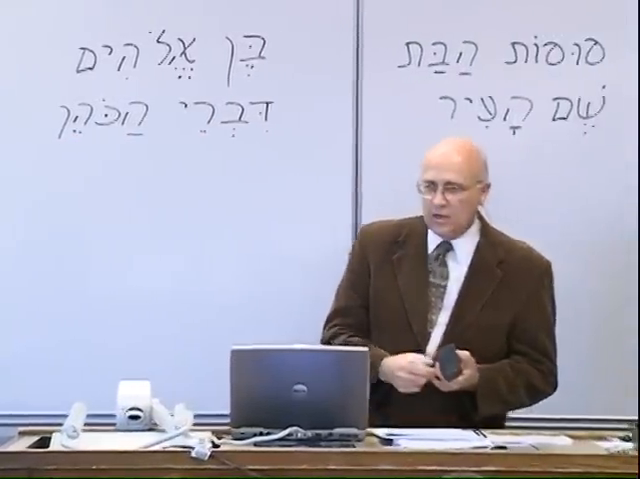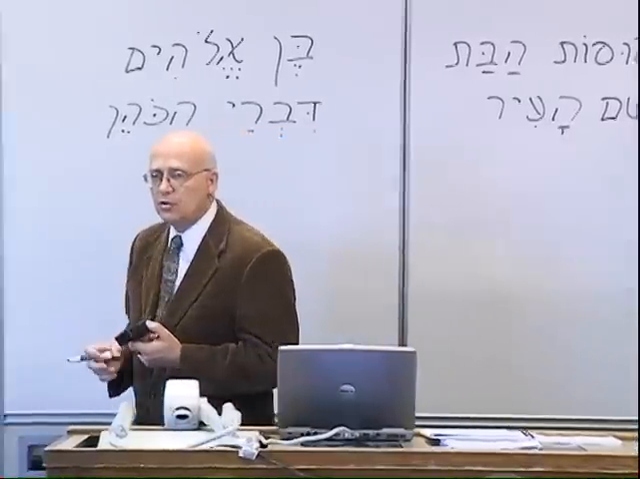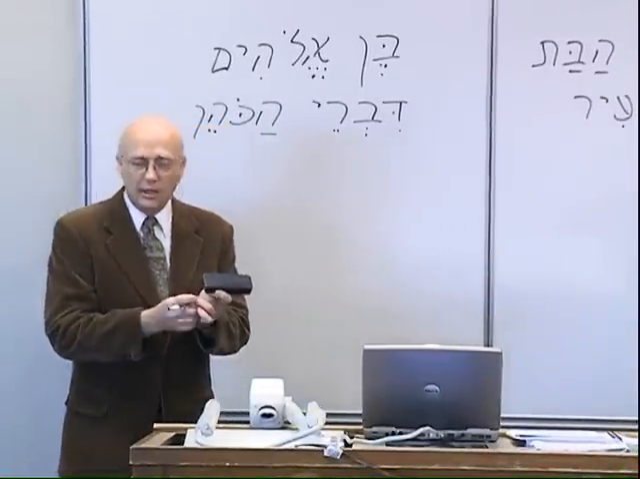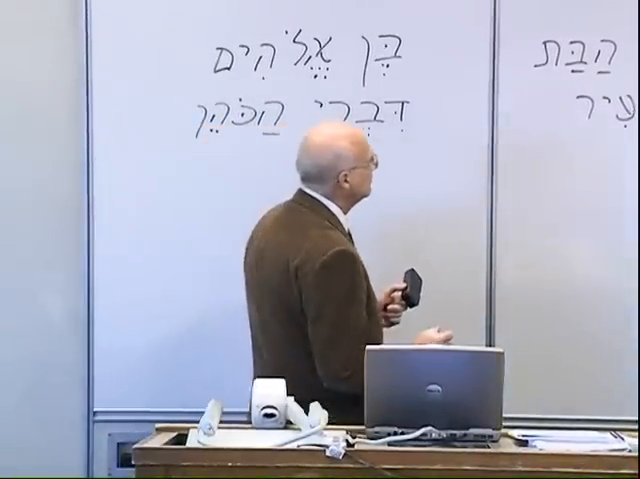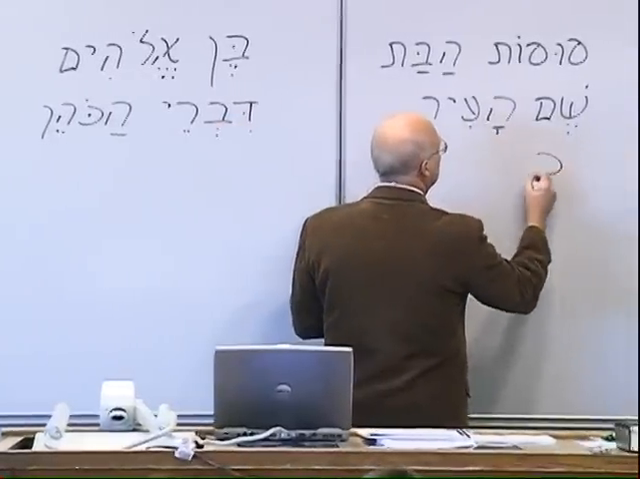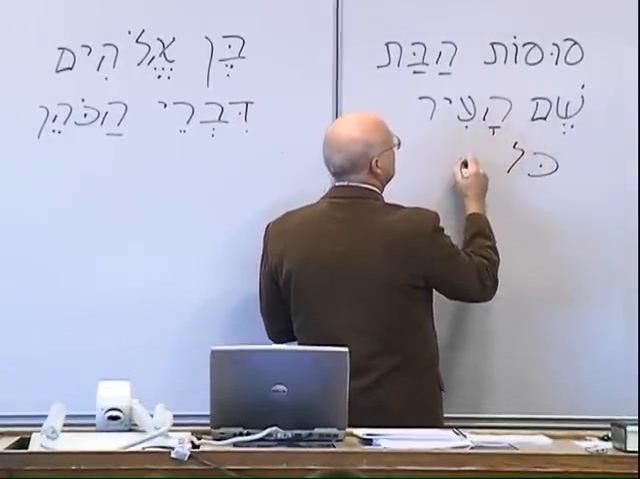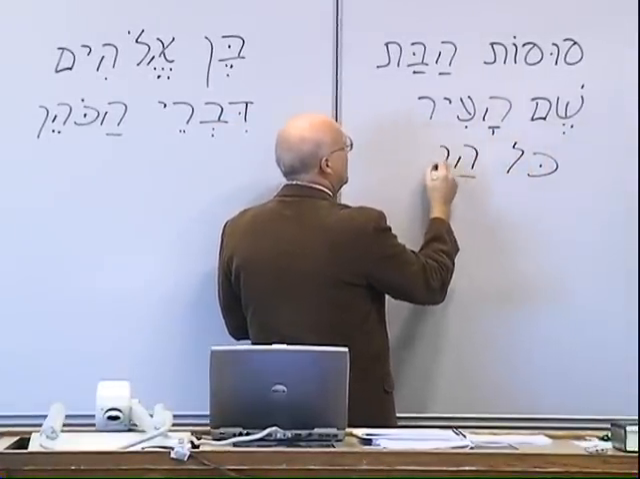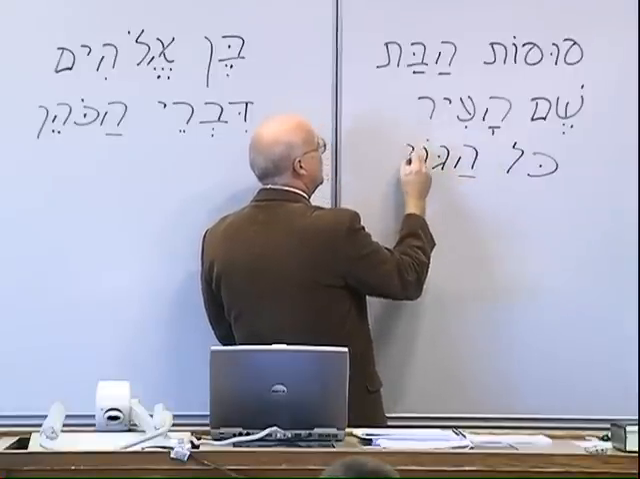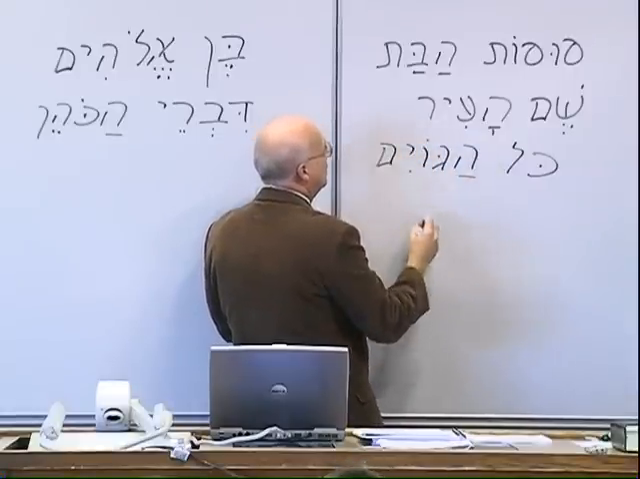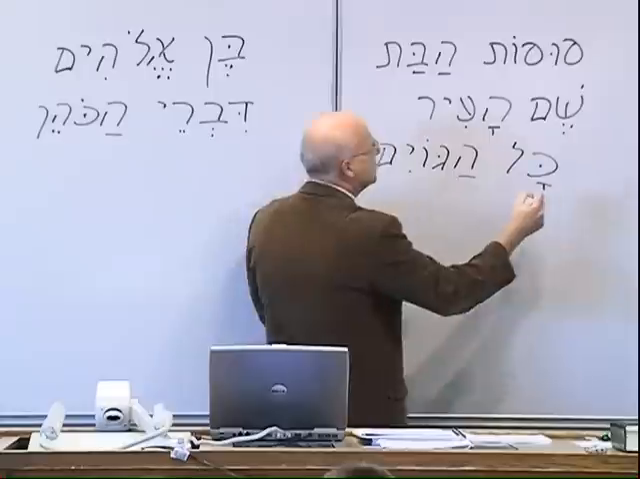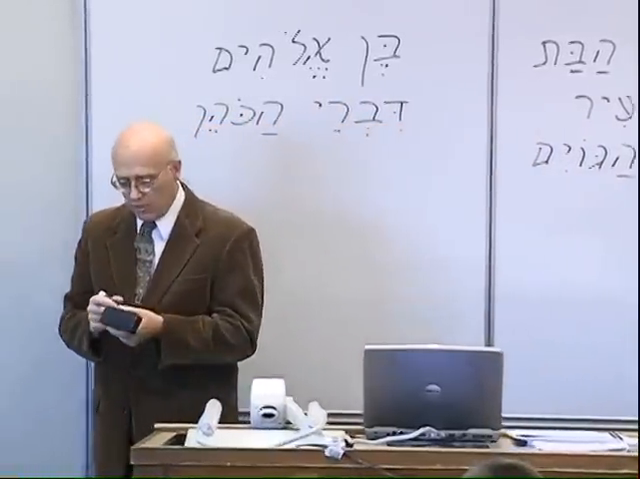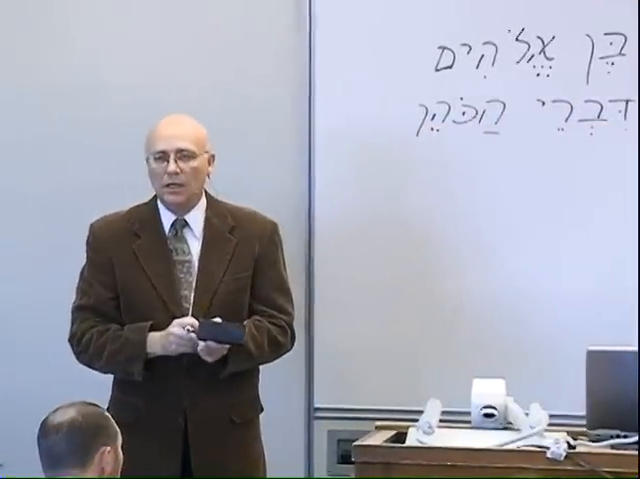And all of the nations. All of the nations. Eric? Kol Hagoyim. Okay. Hagoyim. Because the komets have to. Kol. And it's kamets hatuf, right. Kol Hagoyim. All right.